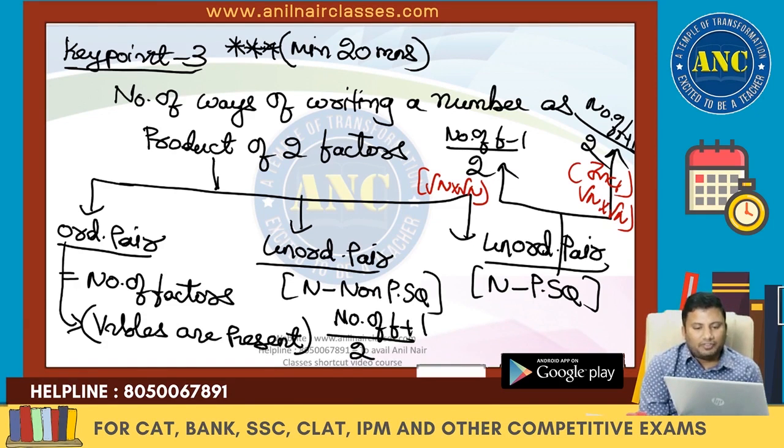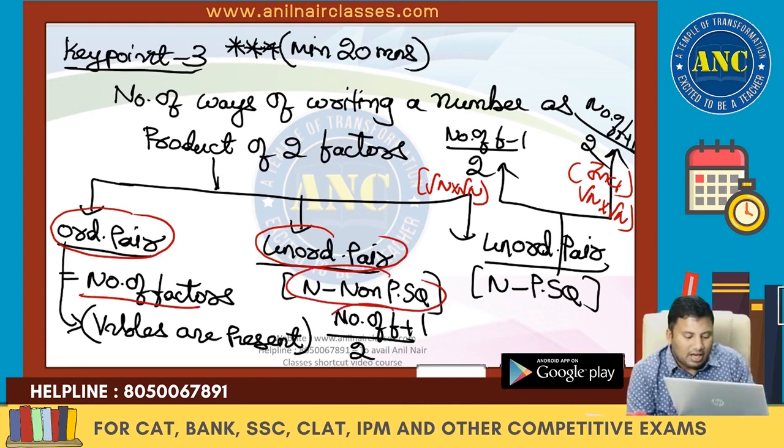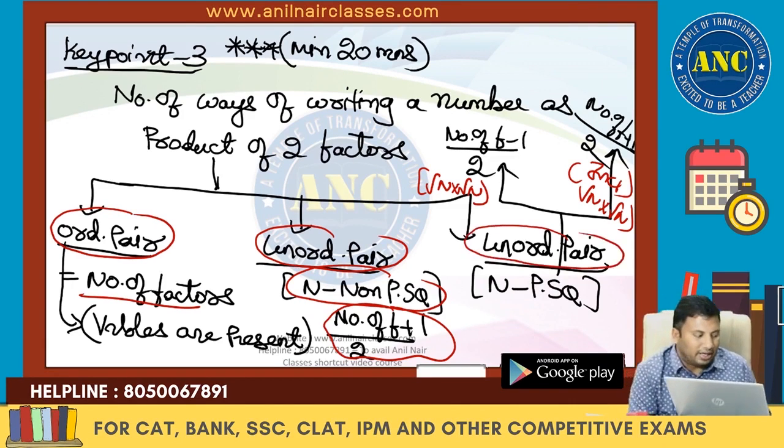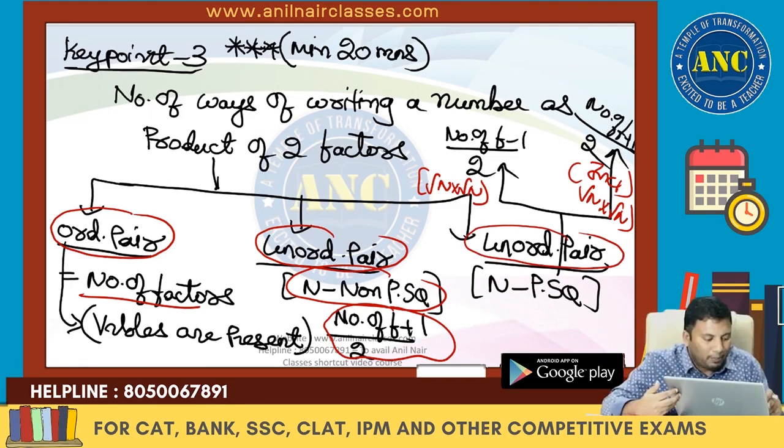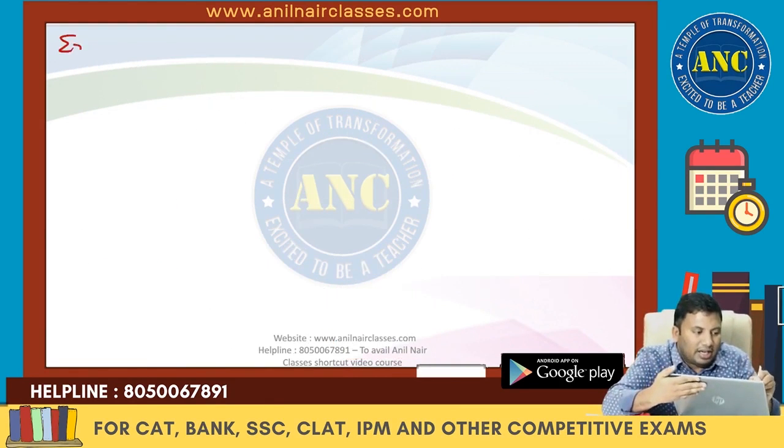Number of ways of writing a number as a product of two factors. Ordered pair, it is number of factors. Unordered pair, if it is non-perfect square, number of factors plus 1 by 2. If it is a perfect square, it depends. Right? Examples. Then I will get into my next level of concept. Please write down these examples.